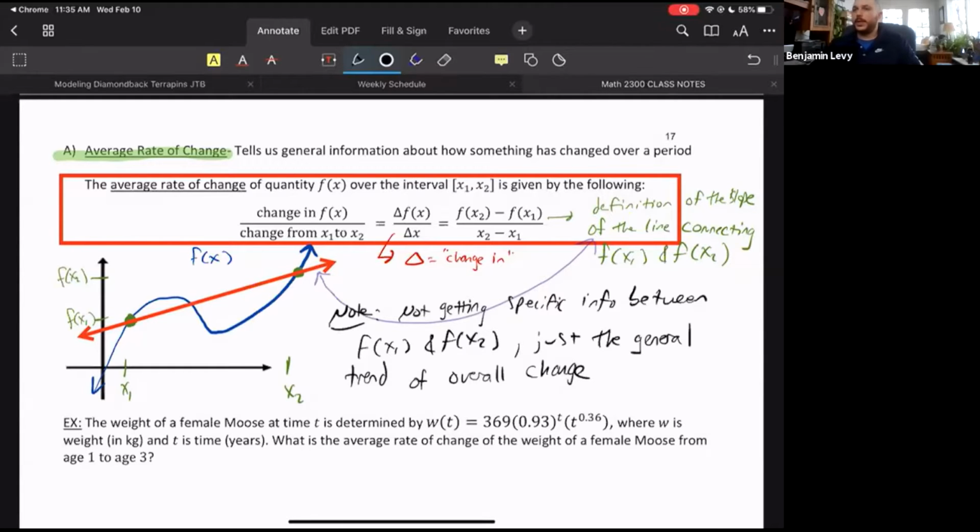All right, think about the moose weight example. This could be a function of the moose's weight. It goes up, it goes down, but overall it went up, and so we get that average rate of change. Questions about that at all?